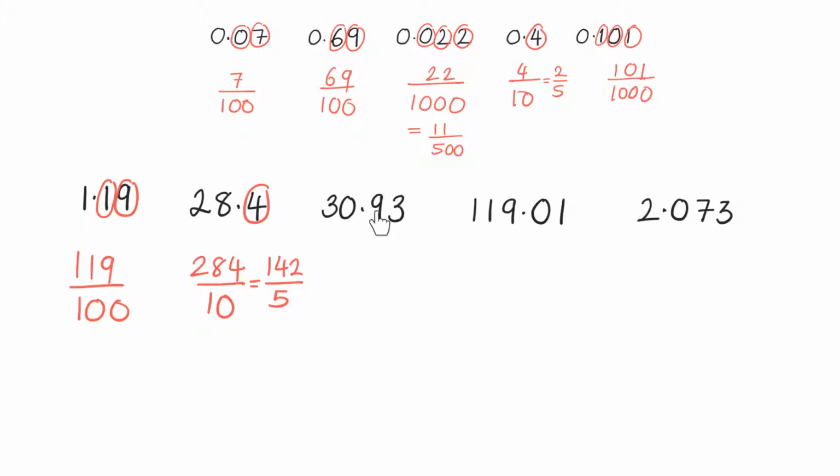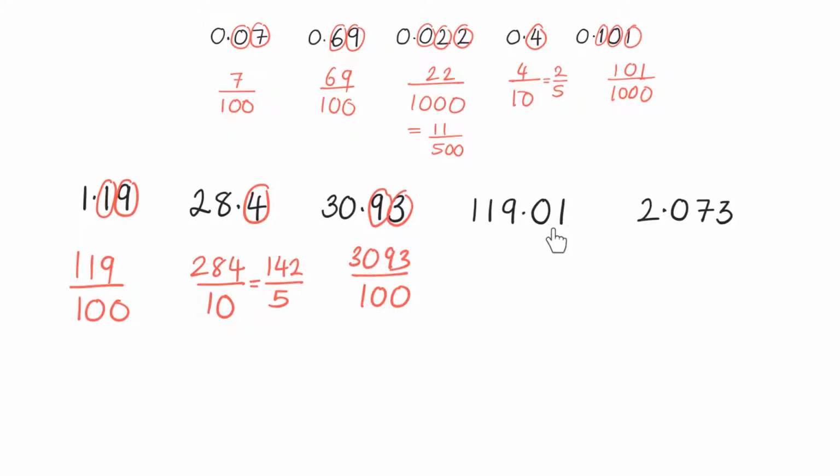How many decimal places? Only 2 decimal places. 1, 2, so I write that over 100. And then I write this as a whole number. 30.93 will be 3093 as a whole number. So effectively I'm just ignoring the decimal point.